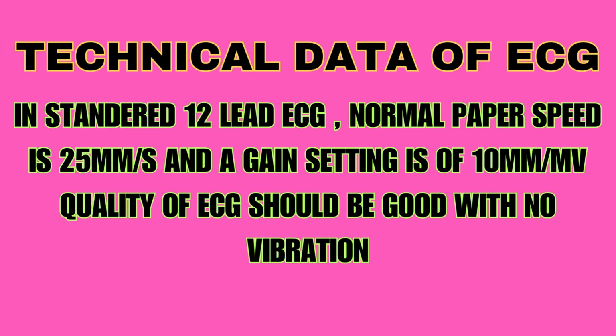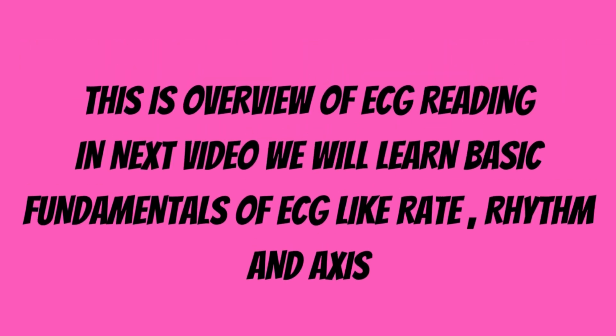Technical data of ECG. In standard 12-lead ECG, normal paper speed is 25 mm per second and a gain setting is of 10 mm per millivolt. Quality of ECG should be good with no vibration. This is overview of ECG reading. In next video we will learn basic fundamentals of ECG like rate, rhythm and axis.